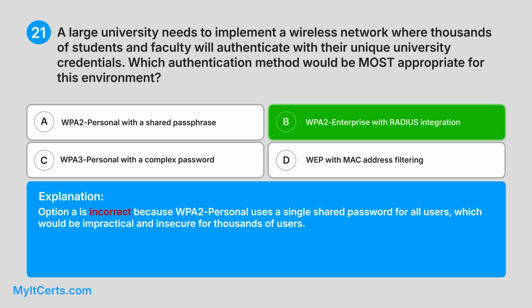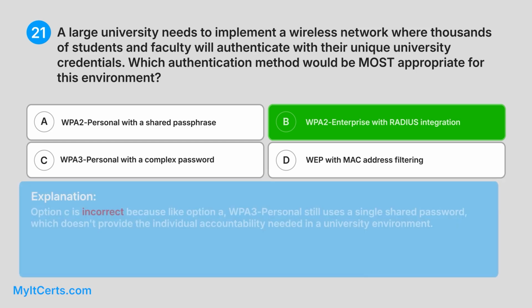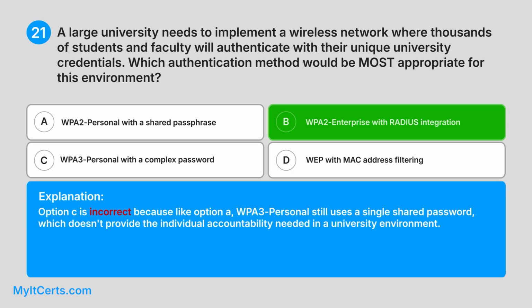Option A, WPA2 Personal with a shared passphrase, is incorrect because WPA2 Personal uses a single shared password for all users, which would be impractical and insecure for thousands of users. Option C, WPA3 Personal with a complex password, is incorrect because, like Option A, WPA3 Personal still uses a single shared password, which doesn't provide the individual accountability needed in a university environment.